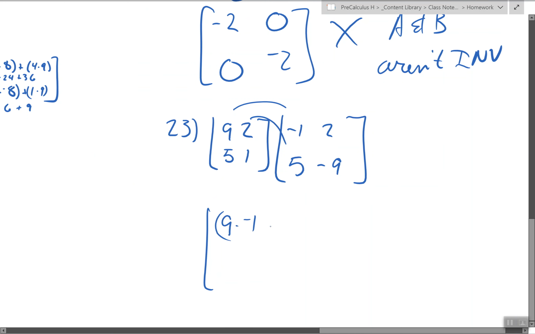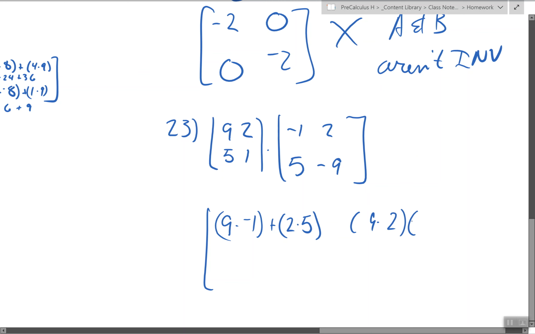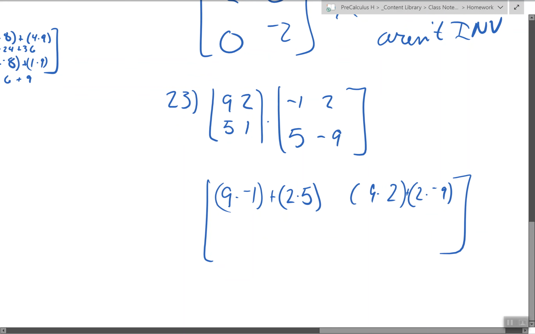9 times negative 1 plus 2 times 5, so we're off to a better start. And then we've got 9 times 2 and 2 times negative 9. Okay, so far so good. And then we've got 5 times negative 1, and then 1 times 5. And then we've got 5 times 2. We actually might be in good shape here. Plus 1 times negative 9. Okay, so negative 9, positive 10, that's good.